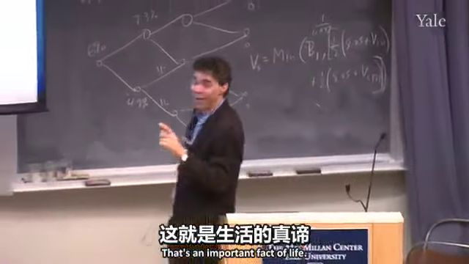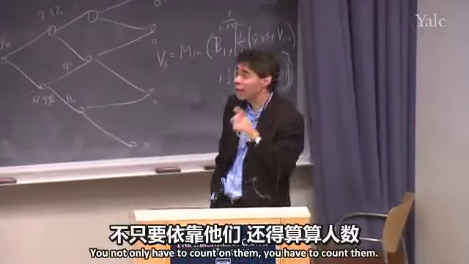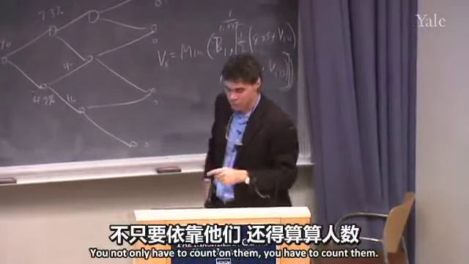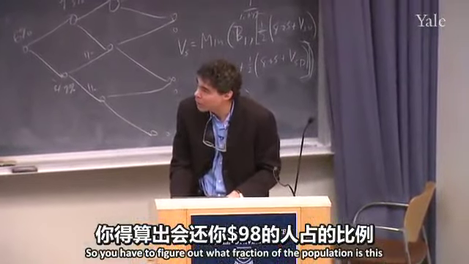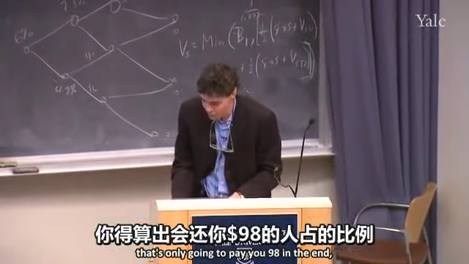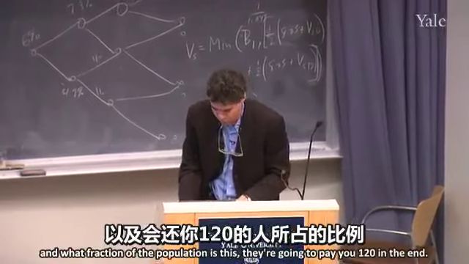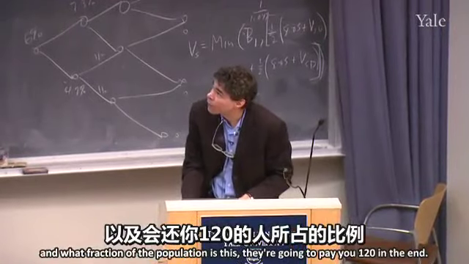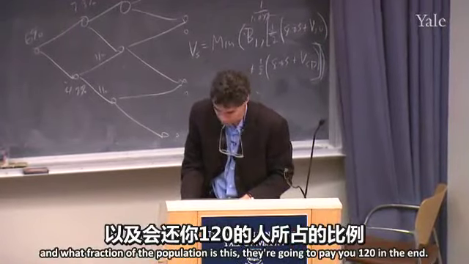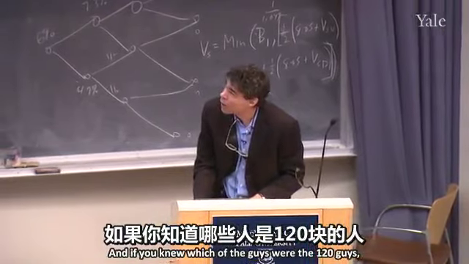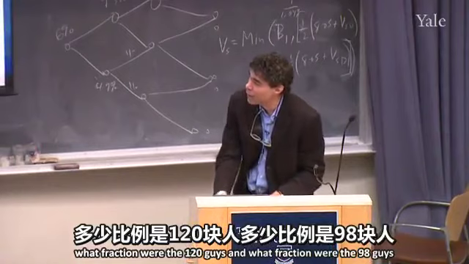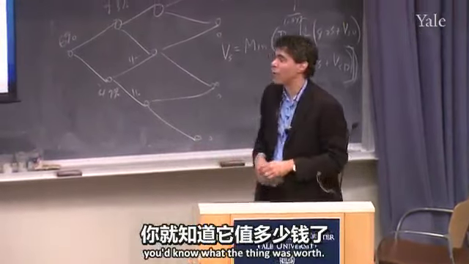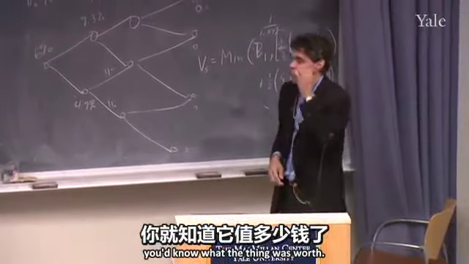So that's an important fact of life. You not only have to count on them, you have to count them. So you have to figure out what fraction of the population is this. It's going to only pay you 98 in the end. And what fraction of the population is this? They're going to pay you 120 in the end. Okay, and if you knew which of the guys were the 120 guys, what fraction were the 120 guys, and what fraction of the 98 guys, you'd know what the thing was worth.